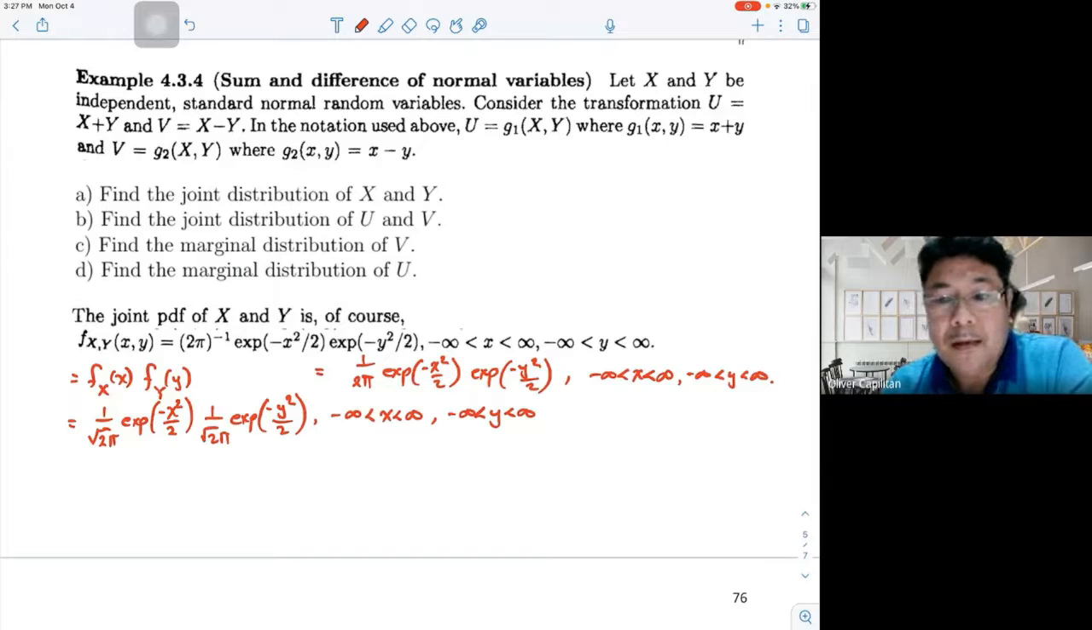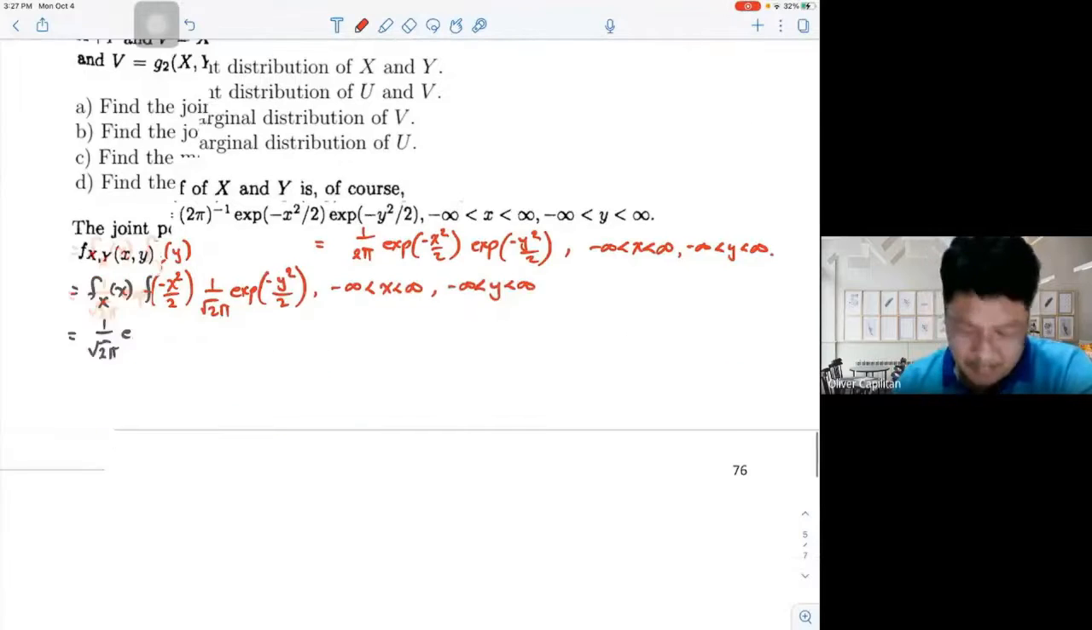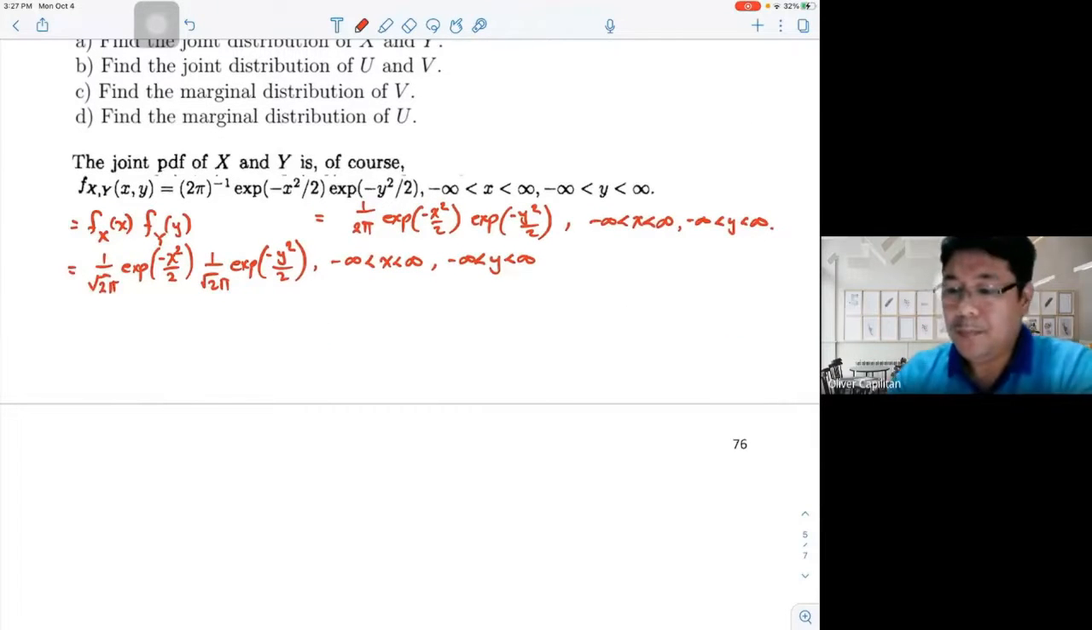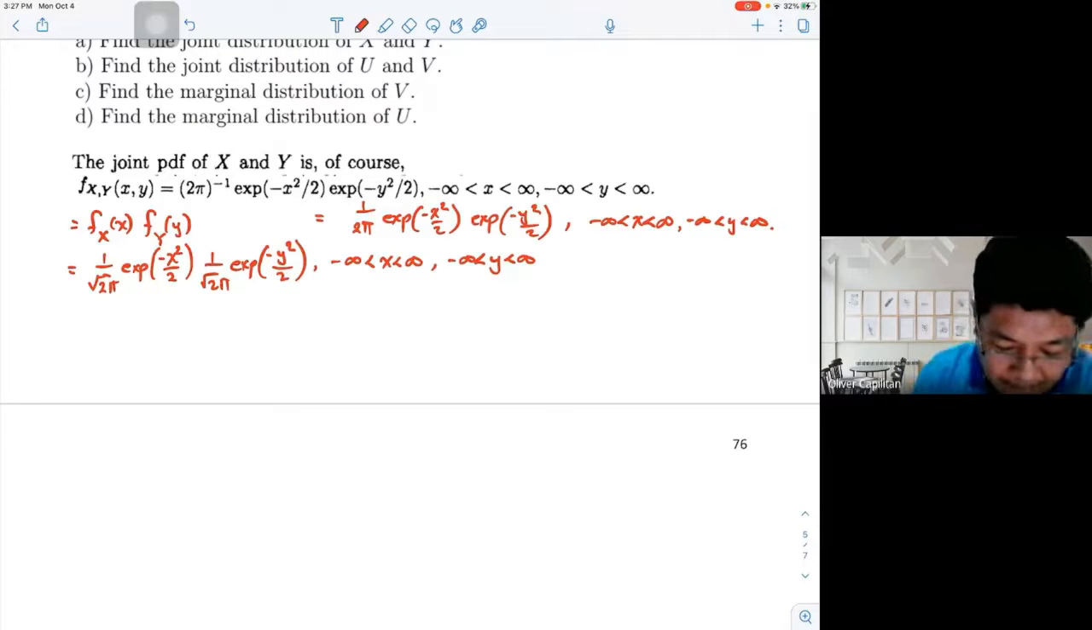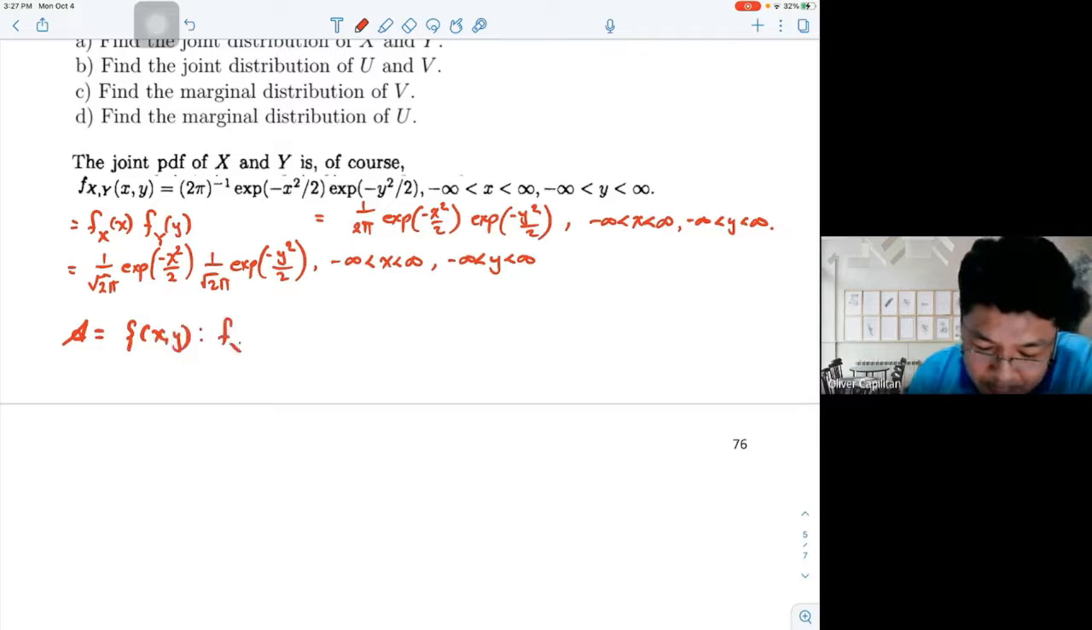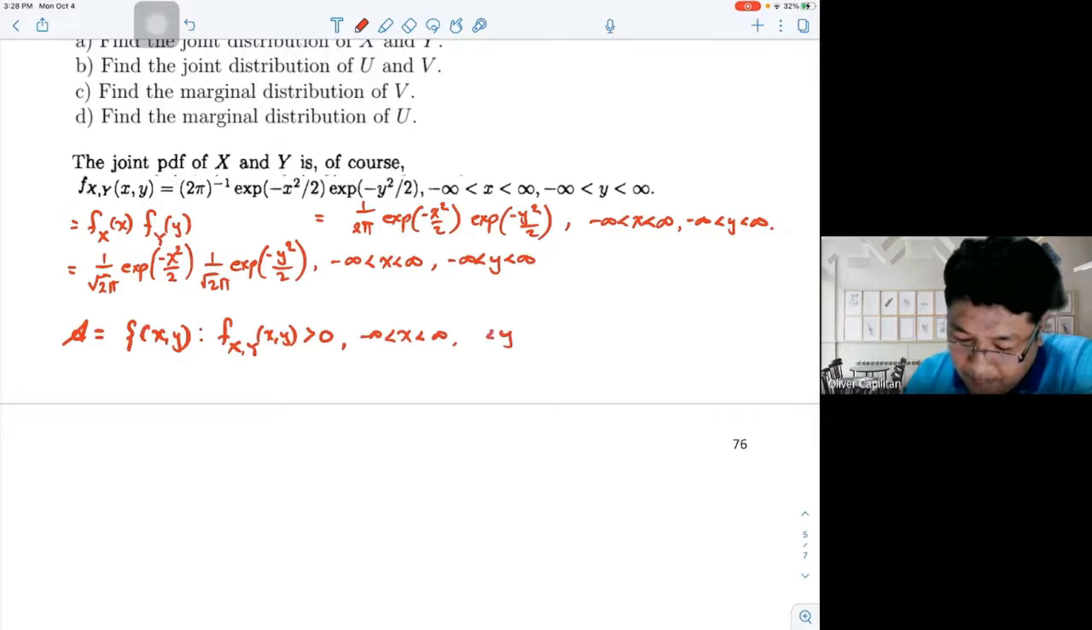What about for the letter B problem? We have u and v. We have the transformation already, no? u is equal to x plus y, and then v is equal to x minus y. Okay, so before that, we're going to determine our set script A. So what is our set script A? It is the set of all ordered pairs x, y such that the joint is positive. Okay, x here from negative infinity, and then y.